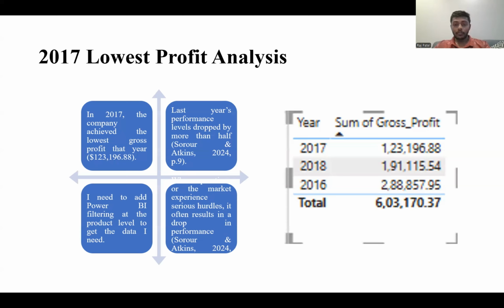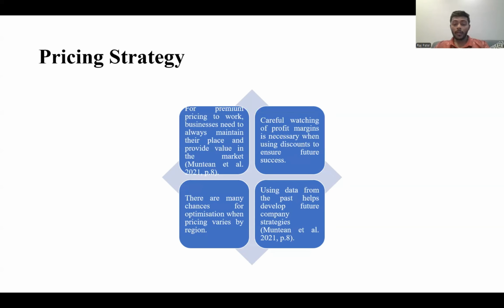After that, I talk about pricing strategy. When we think about pricing strategy, it's not just about setting a number, it's about understanding the bigger picture: your market position, your margin, and how pricing decisions today can affect long-term performance.